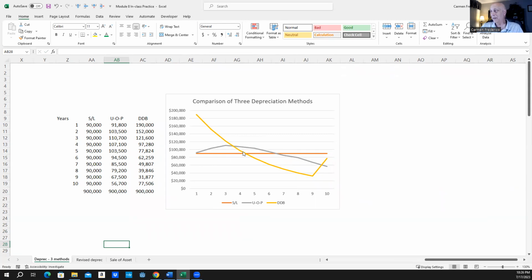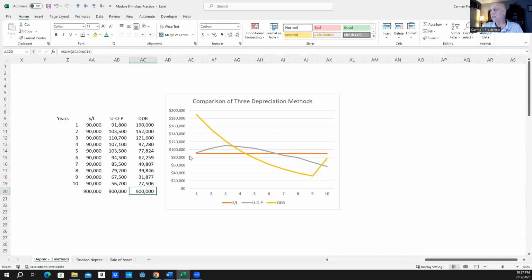And then you have the double declining balance method, which looks like a ski slope, actually an inverse check mark here, because the last year is plugged for 77,506 to arrive at the 900,000 of depreciation. But you see a lot of depreciation in early years, and you see where it intersects the straight line somewhere around the middle of year 4 and year 5, and then it spikes up a little bit the last year just to make up for any calculations from the model or the table, if you will.